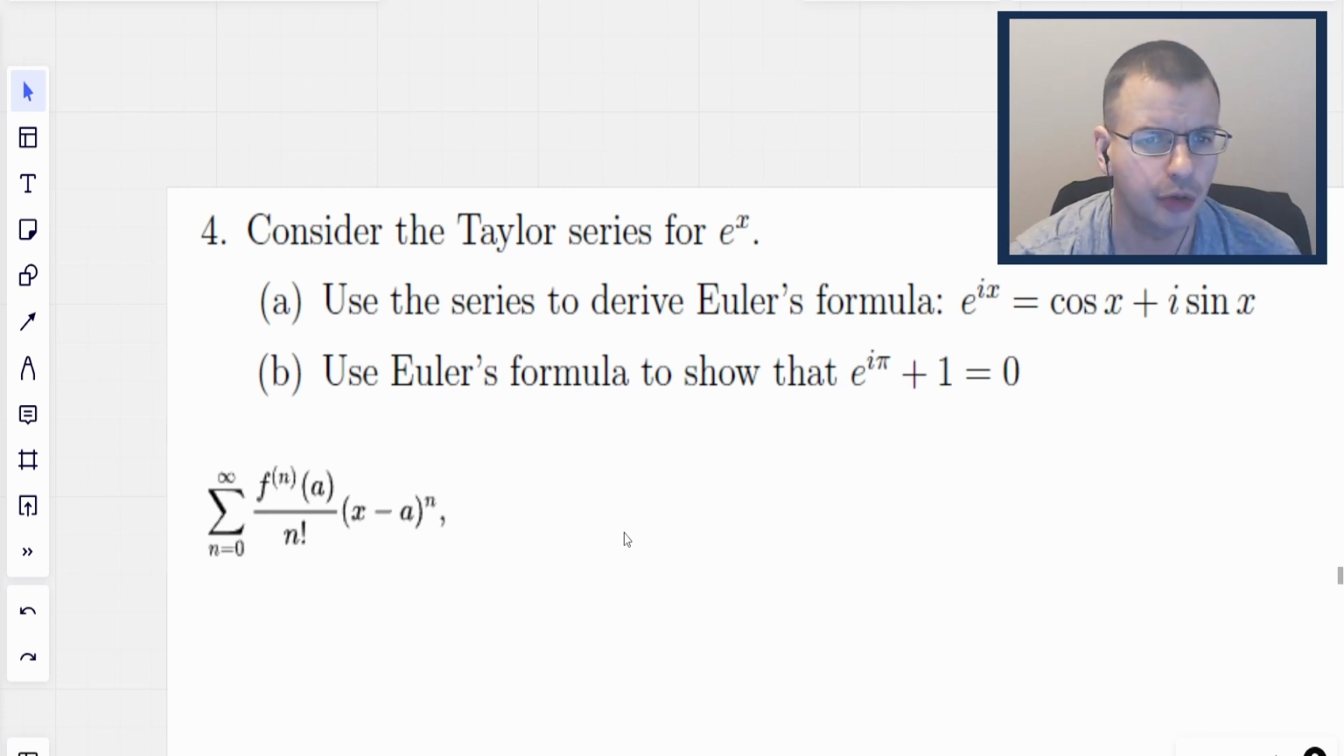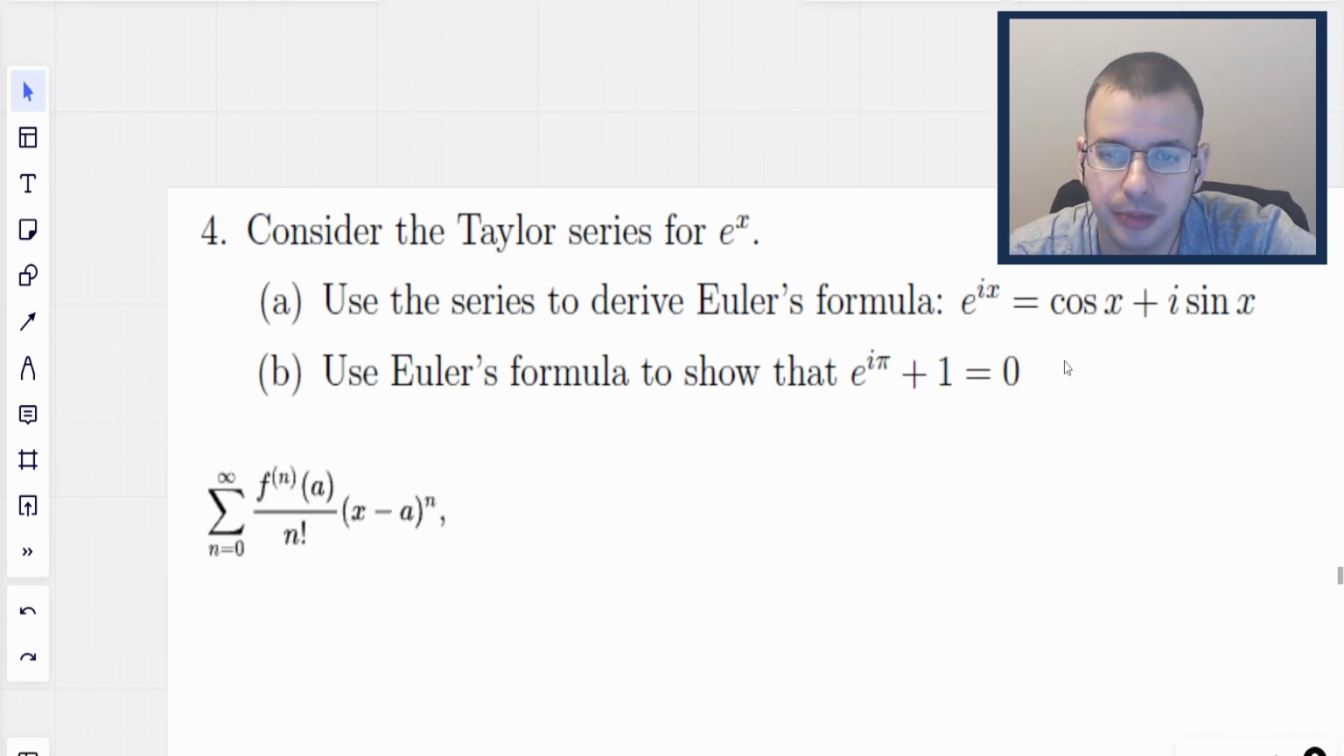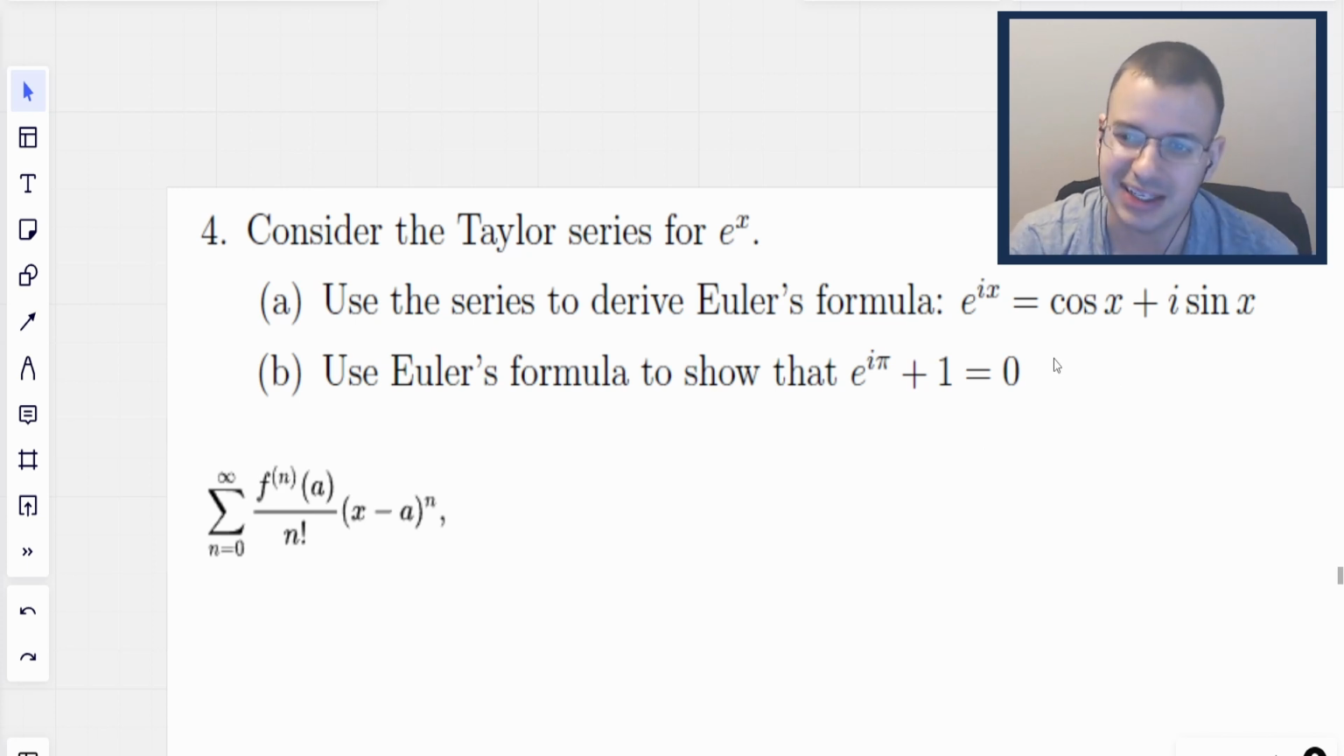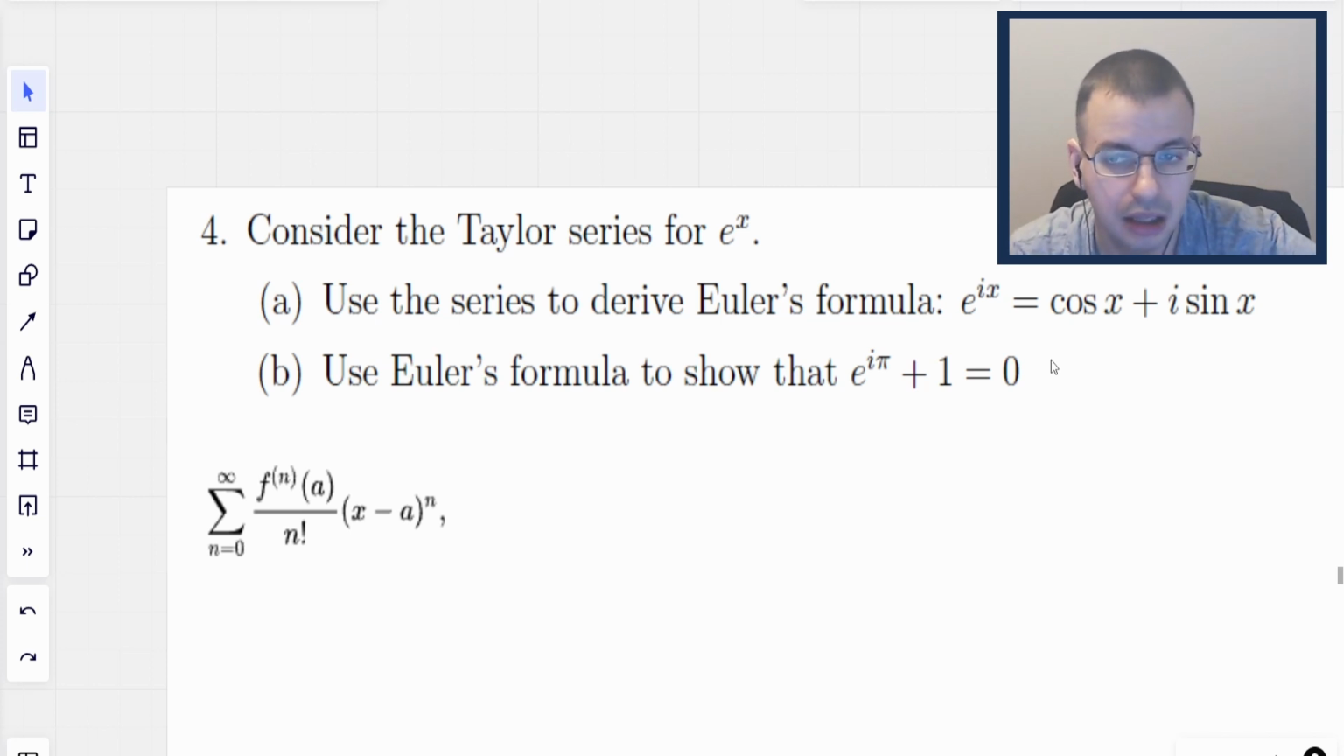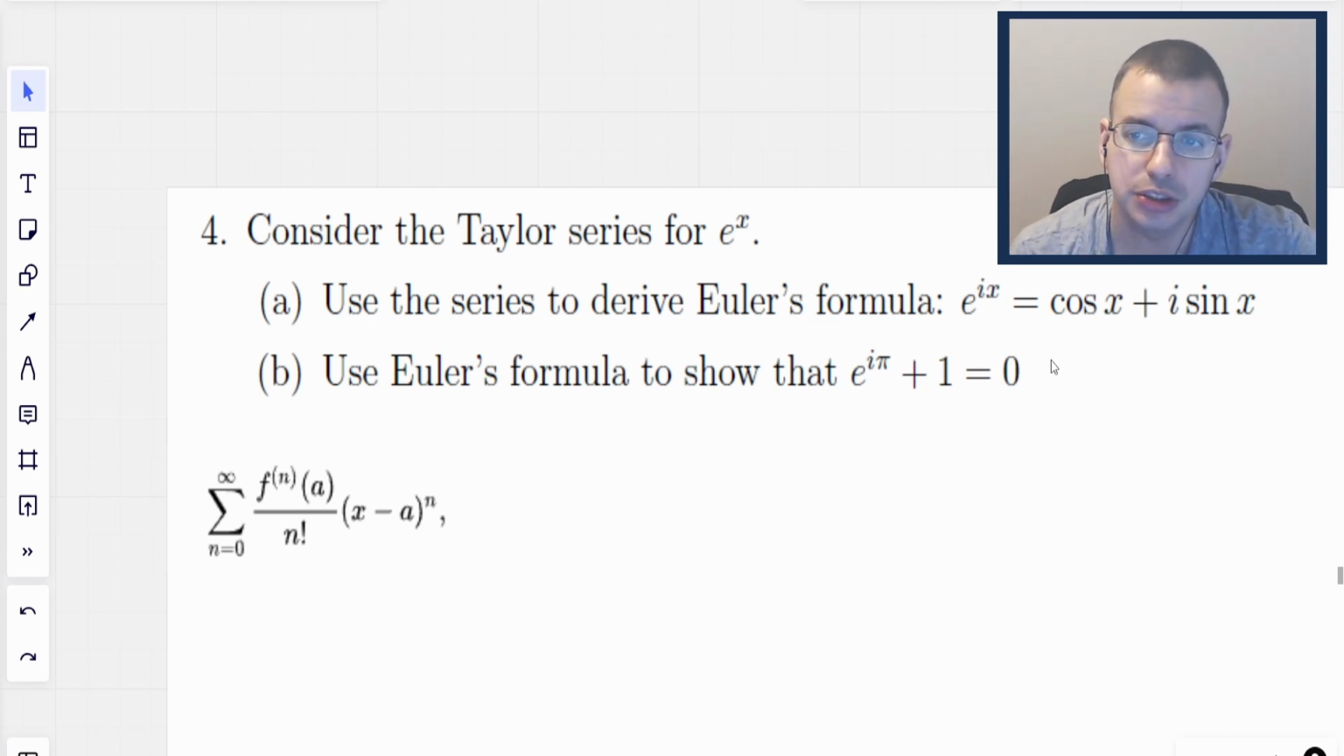Consider the Taylor series for e to the x. Use the series to derive Euler's formula, e to the ix equals cosine of x plus i sine of x. Use Euler's formula to show that e to the i pi plus 1 equals 0.